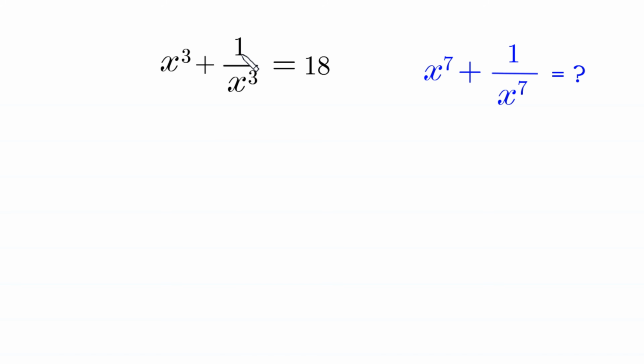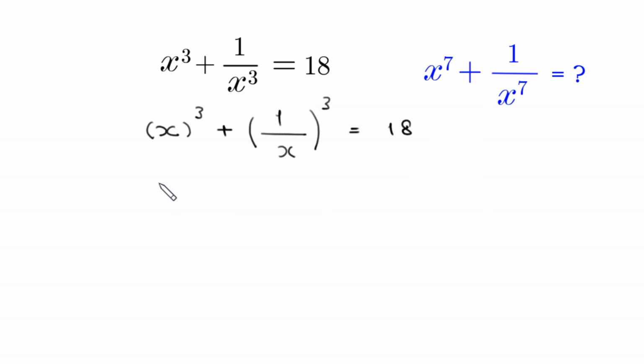X cubed plus 1 over x cubed is equal to 18. Our job is to find the value of x to the power 7 plus 1 over x to the power 7. So let's start. This x cubed can be written as x cubed plus this 1 over x cubed can be written as 1 over x whole cubed is equal to 18.